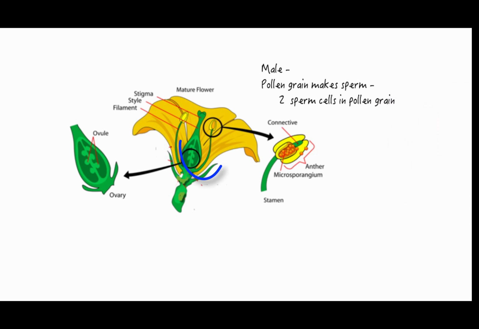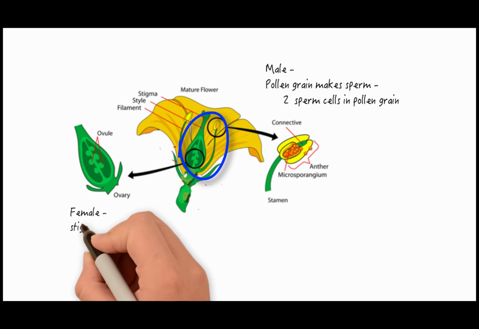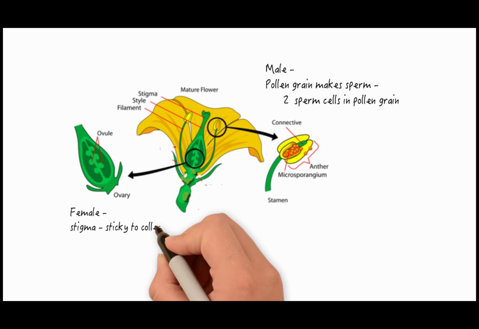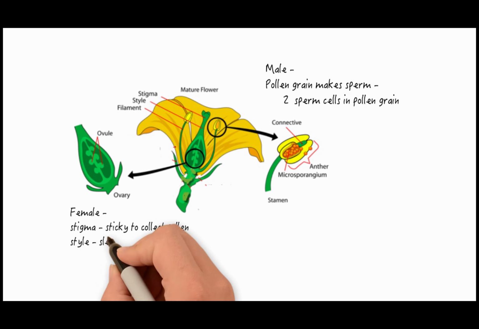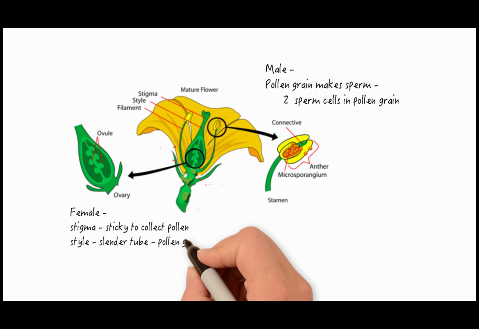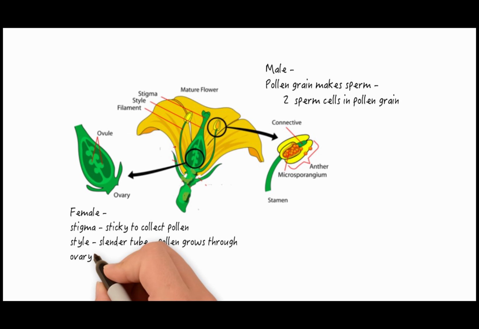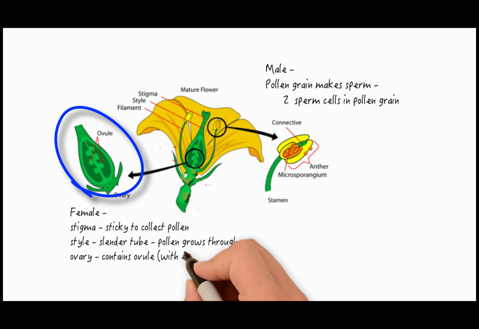When we look at the female carpel, you can see that it has three parts: the top sticky stigma, which pollen sticks to when transferred; the long slender style, which allows the pollen tube to grow through; and the ovary, which contains the ovules and the egg. The ovary will ripen into a fruit. You can see the ovary with its enclosed ovules here.